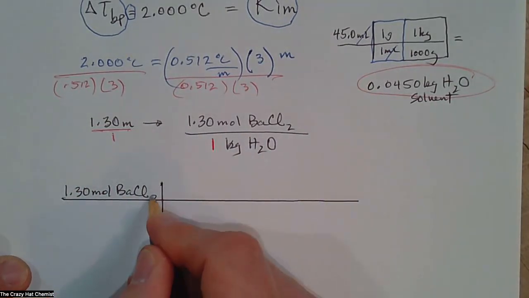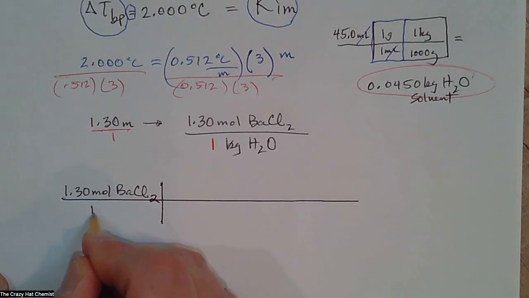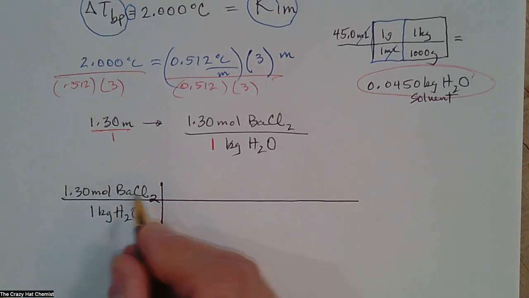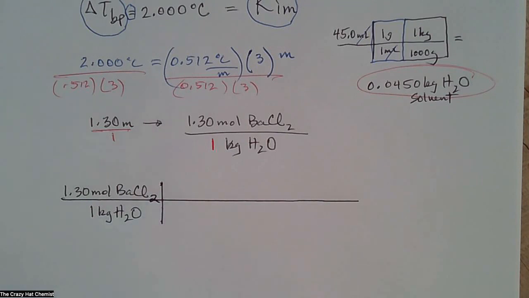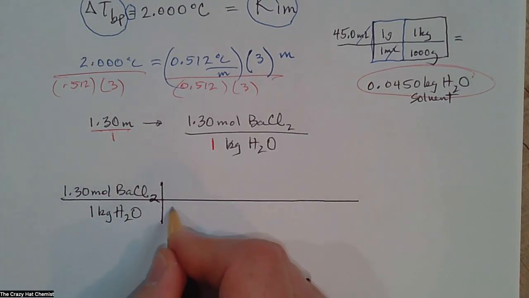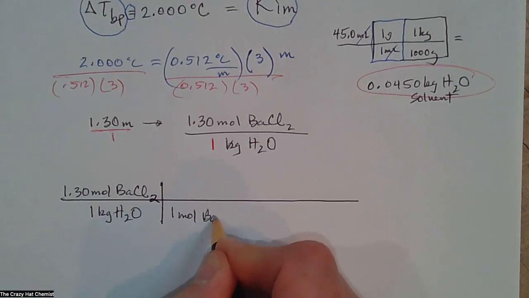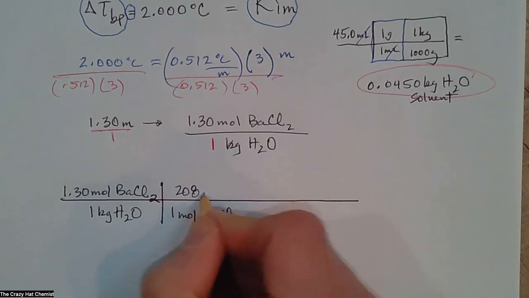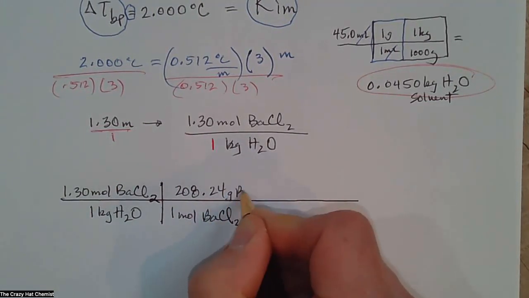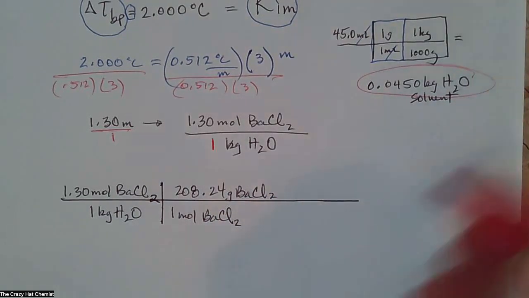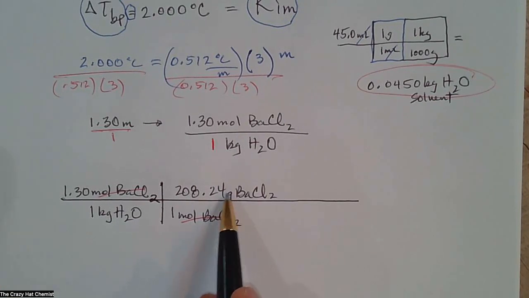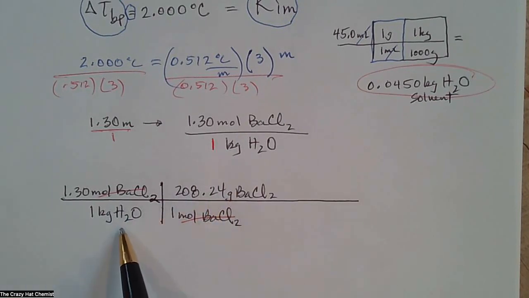That's a 2 right there. This is in 1 kilogram of H2O. That's a defined number with infinite significant figures. And we want to get the mass of this. So what do we use? The molar mass. 1 mole of barium chloride is equal to the molar mass, and that's 208.24 grams of BaCl2. We're going to cancel out the moles of barium chloride. This will get you the mass of barium chloride for 1 kilogram, but I don't actually have 1 kilogram.